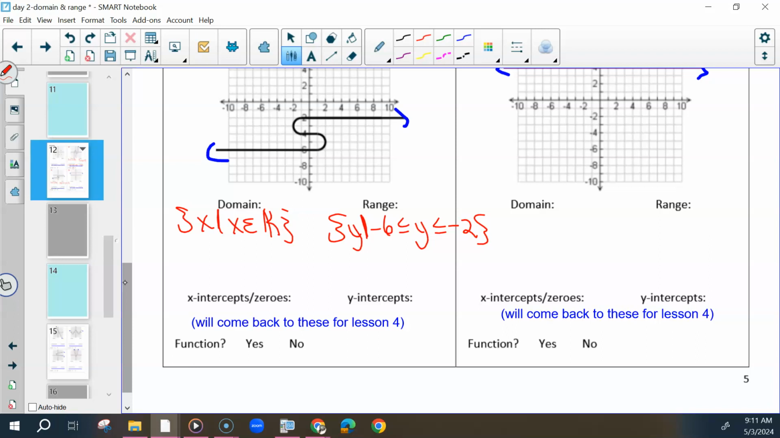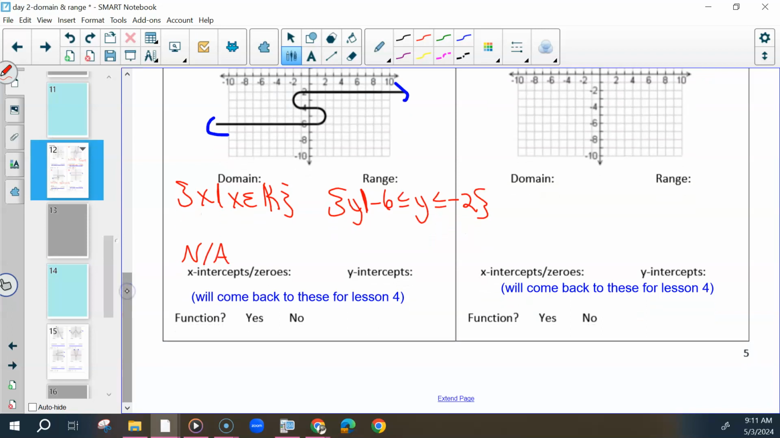What are your x-intercepts here? There aren't any, so you can put NA or none, don't put 0. Y-intercepts? -6. One more. Is this a function? No. Because of that middle part.